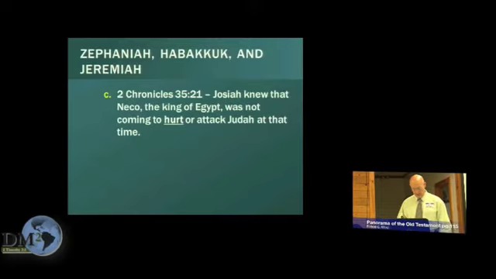Necho had sent messengers to him saying, "What have we to do with each other, O king of Judah? I'm not coming against you today, but against the house with which I'm at war, and God has ordered me to hurry. Stop for your own sake from interfering with God who is with me, so that he will not destroy you." However, Josiah would not turn away from him, but disguised himself in order to make war with him. Nor did he listen to the words of Necho from the mouth of God that came to make war on the plain of Megiddo. So from these passages, Josiah should not have gone.